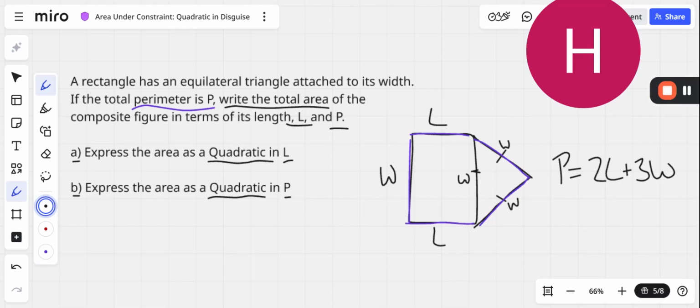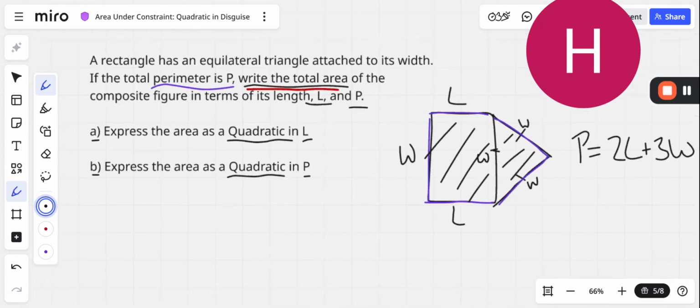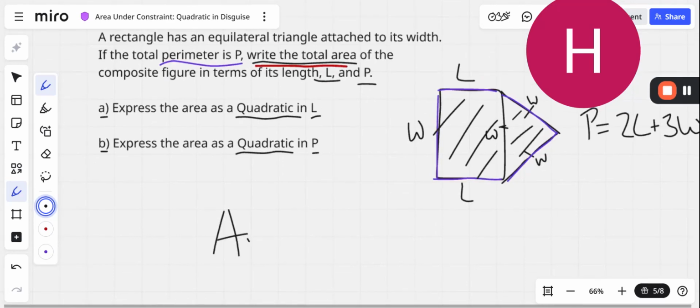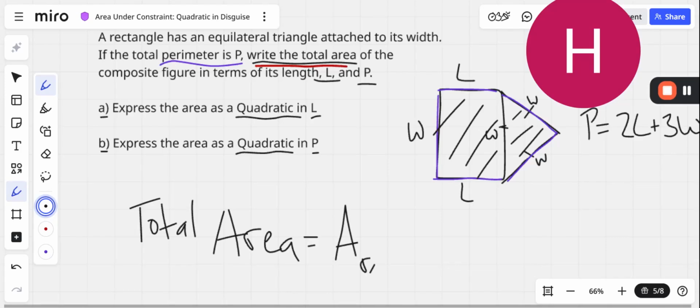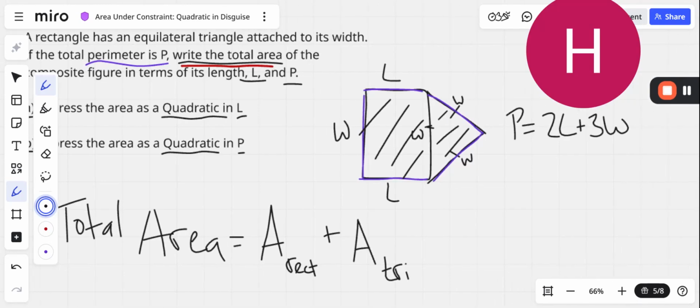Great. Now what we want to write is the total area of the figure, which means we need the area of the rectangle plus we need the area of this equilateral triangle. So let's write that out. The total area is going to be the area of the rectangle plus the area of the triangle, right? So let's think about those things separately.